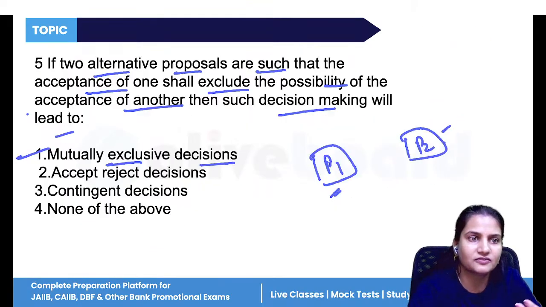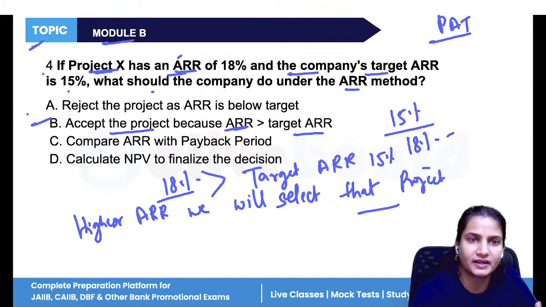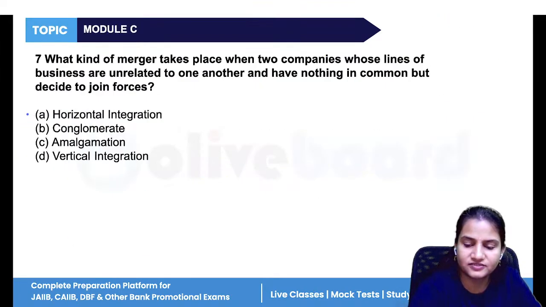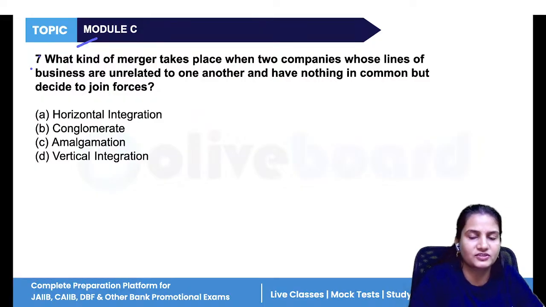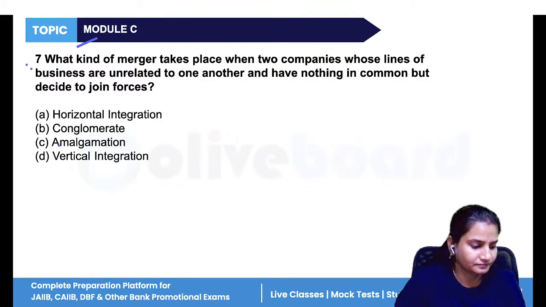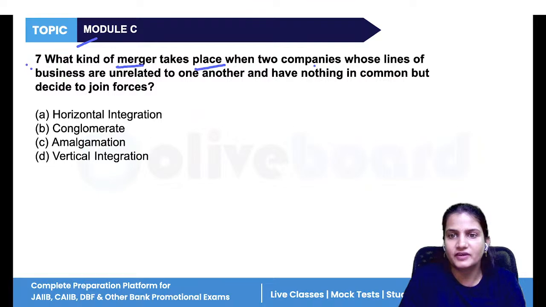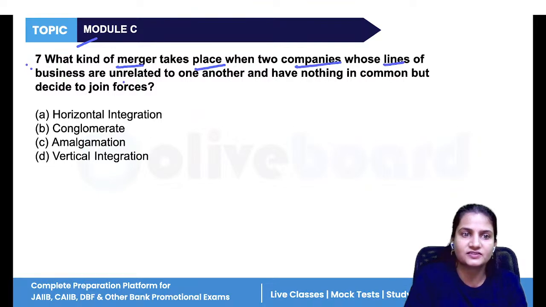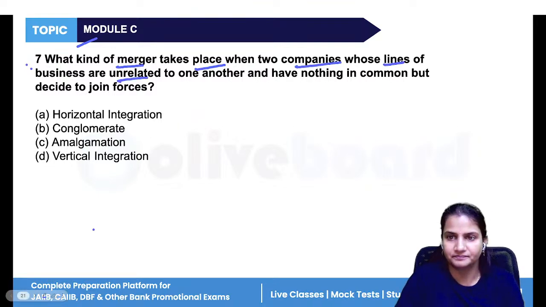Now, these are a few questions of module B in our demo class. Now, let's have a few questions of module C also. Now, question number 7. What does the question say? What kind of merger takes place when two companies whose lines of business are unrelated?